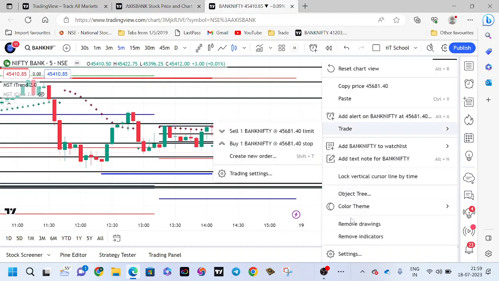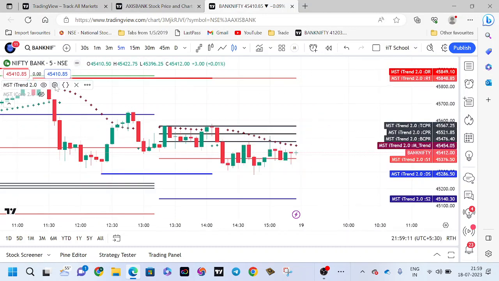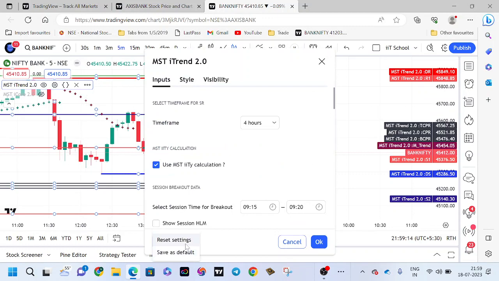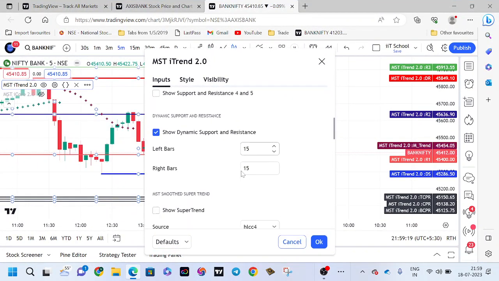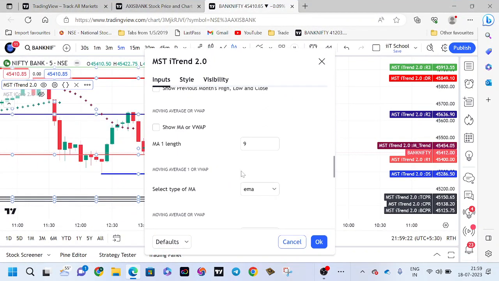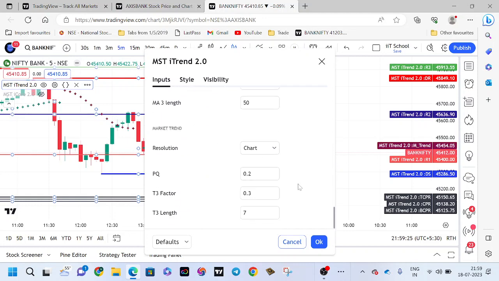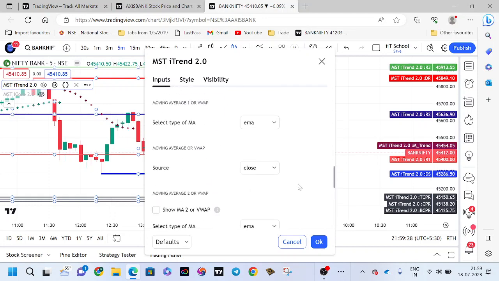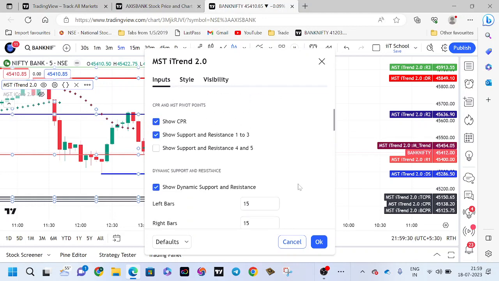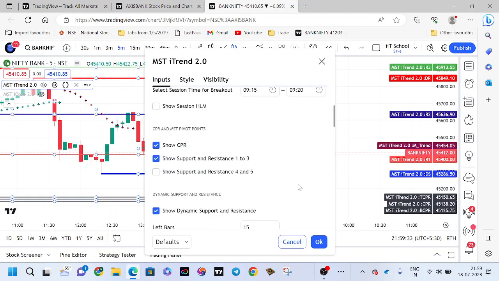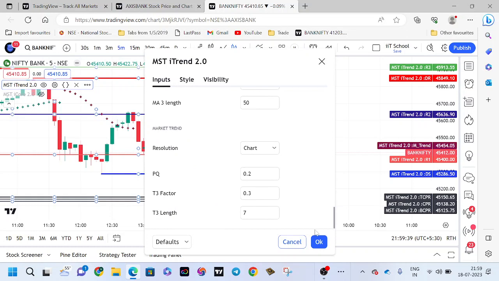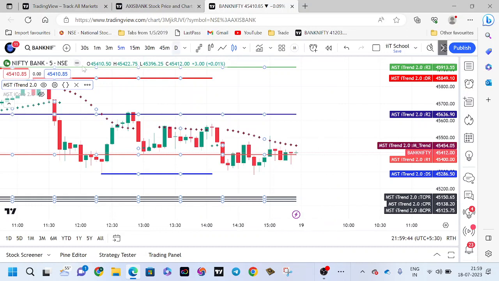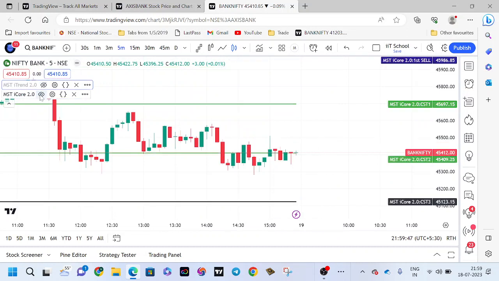And what is the another method we have? So come here, keep it in reset settings. Where is that Heikin Ashi method? Okay, I have not added that method in iTrend 2.0, but I have added that option in iCore 2.0.